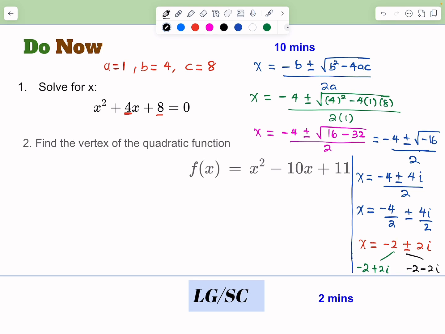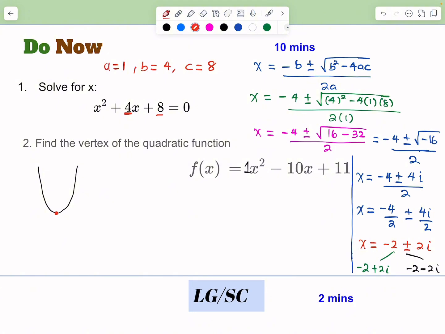Now, what about the second question we have right there? The second question says that we should find the vertex. The first thing I want you to know is that my a in this case is positive 1. If your a is positive, we know that the parabola is going to be concave up. We're looking for this point right here, this vertex, and that point is going to be a minimum.